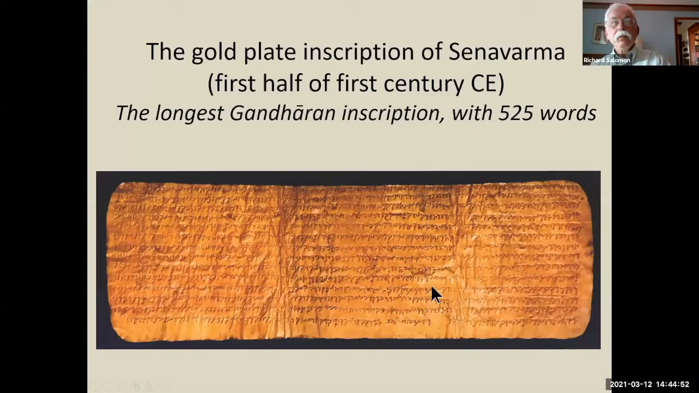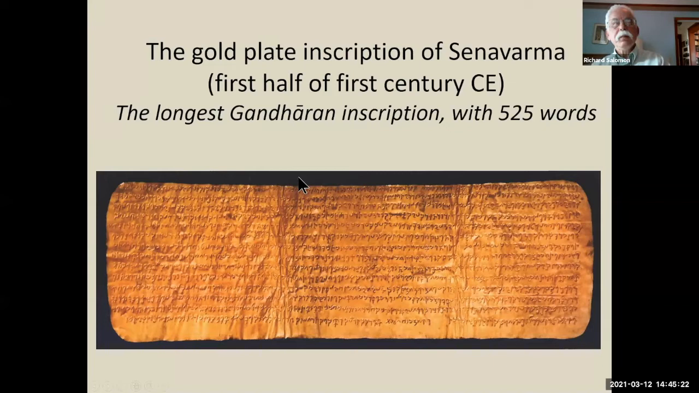Here's another example of inscription on a metal plate. And this is also on a gold plate. This is the famous, in my world at least, gold plate inscription of Sainavarma. Sainavarma is the son and king who was the son and successor of Ajitasena, who was the donor of the gold plate inscription that I showed at the very beginning, the first two images.